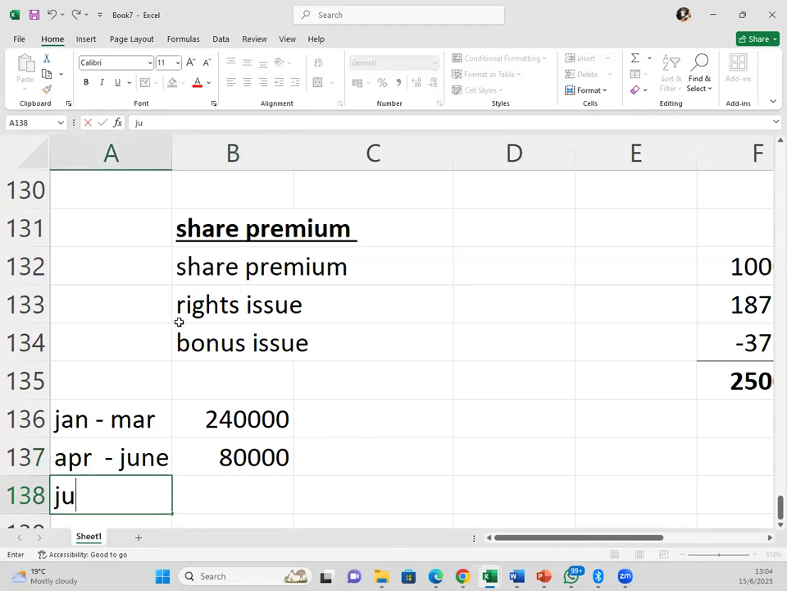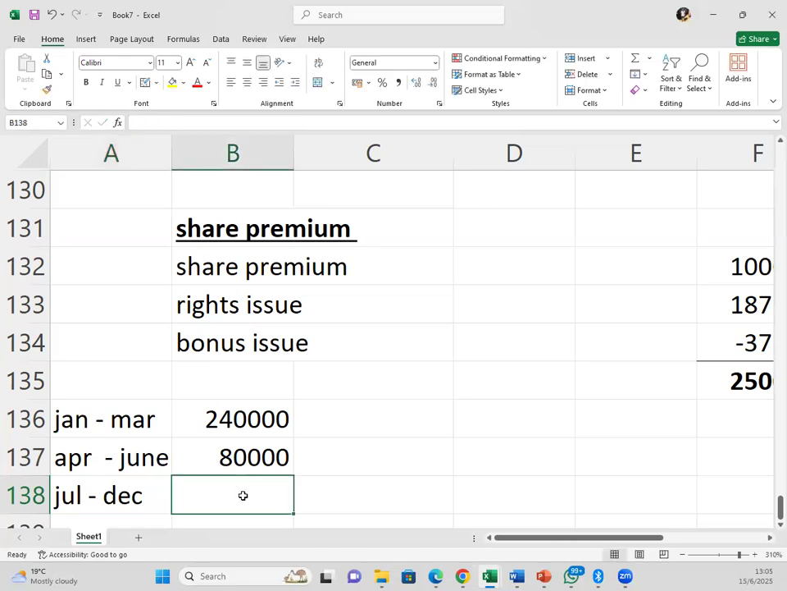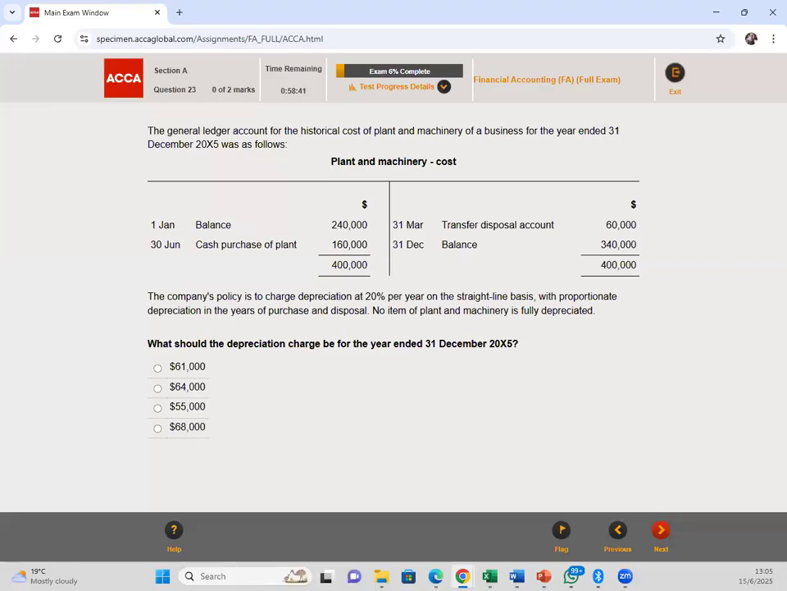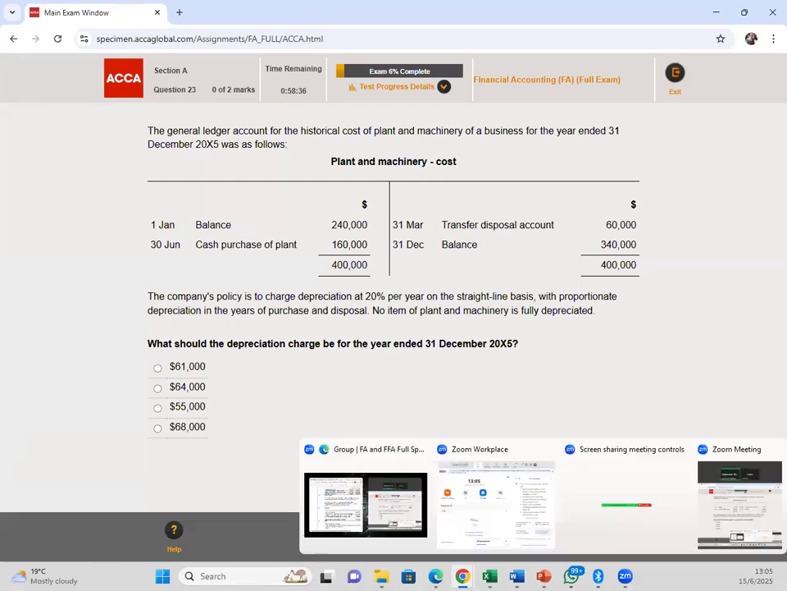Then from July to December, in July we added assets. So we add to the 80,000 we had. Right? 80,000 and then we add this. We bought assets at which cost? We bought assets at 160. Is that so? So we bought assets at 160.